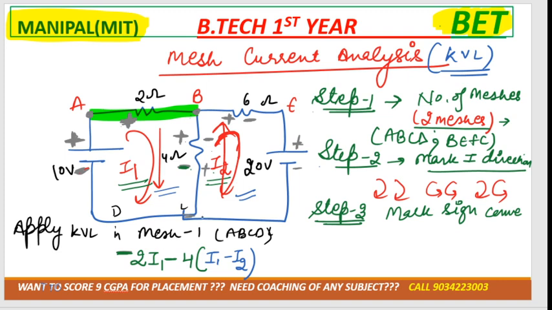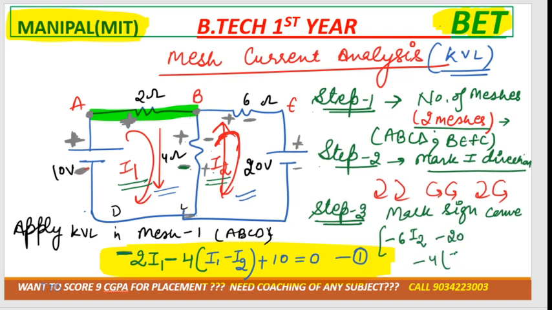Now you are moving from C to D, nothing is there. D to A, second sign is plus 10 is equals to 0, right? So this is the first mesh equation. Similarly, make the second mesh equation by your own and tell me, I'll tell you whether it's correct or not. Yes, it's minus 6 I2, second mesh equation, minus 20 minus 4 I2 minus I1 is equals to 0.